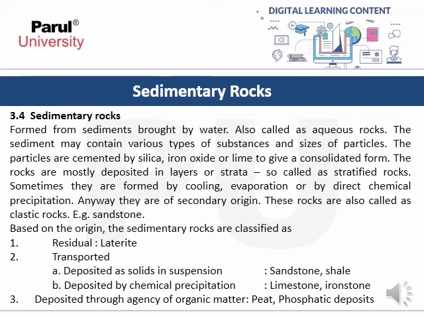Example, sandstone. Based on the origin, sedimentary rocks are classified as residual, like laterite, and transported: deposited as solids in suspension, example is sandstone; deposited by chemical precipitation, example is limestone; and deposited through the agency of water, organic matter, example is peat.